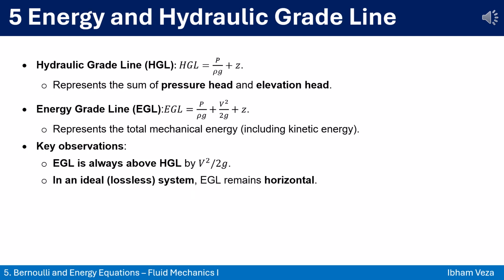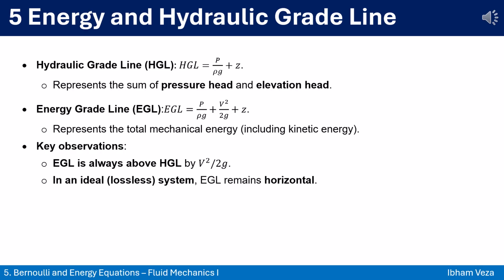5. Energy and hydraulic grade line. Now, let's visualize energy in a flowing fluid. The hydraulic grade line, HGL, shows the sum of pressure head and elevation head, basically how high the fluid would rise in a piezometer. Think of it as your fluid's visible pressure. The energy grade line, EGL, adds one more layer, kinetic energy. That's why it always sits above the HGL by an amount equal to V squared over 2g.